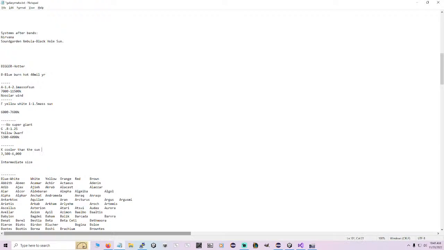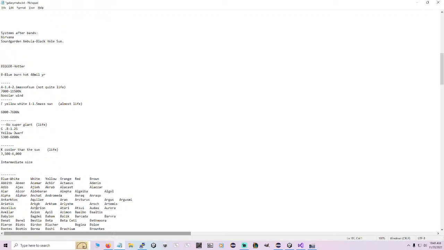The nearest K-type stars known are Epsilon Eridani, which is 10.5 light-years away, HD 192310 is 29 light-years away, Gliese 86 is 35 light-years away, and 54 Piscium is 36 light-years away.